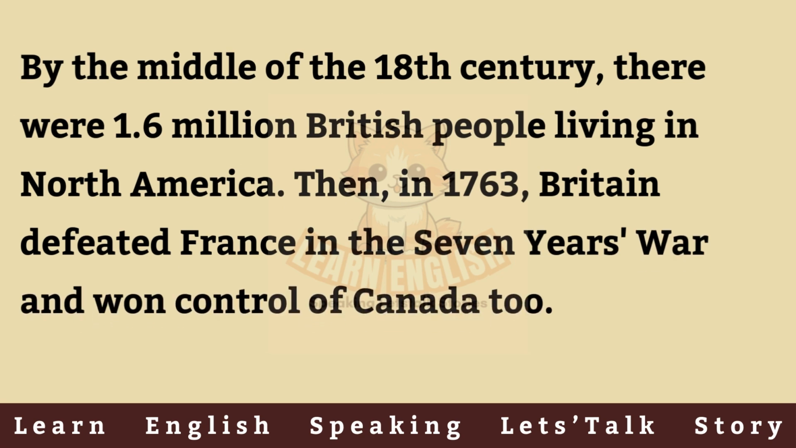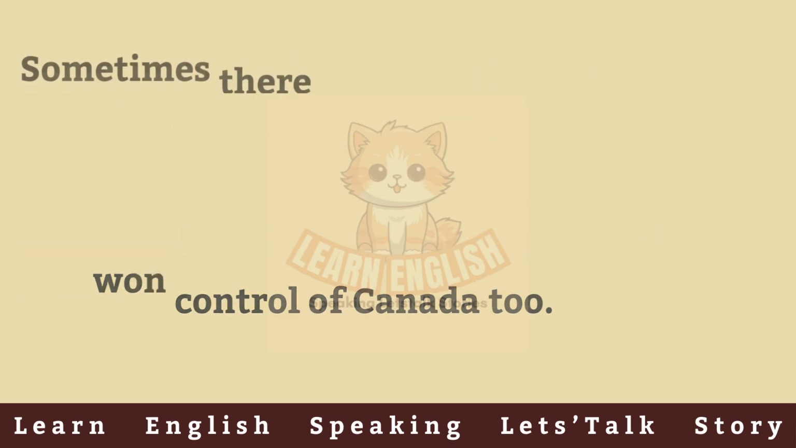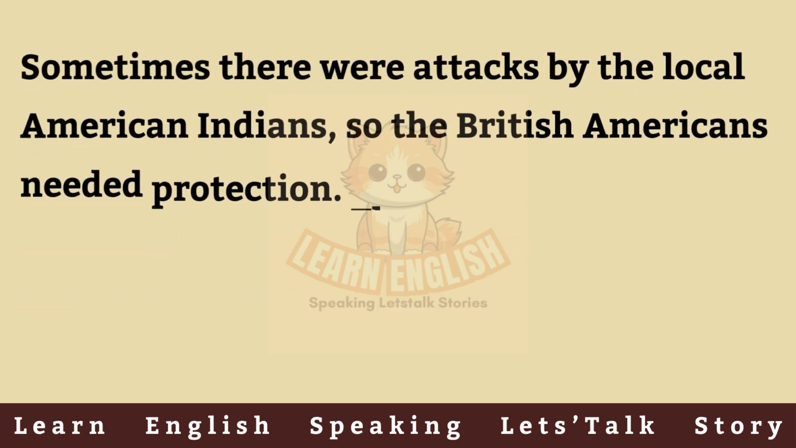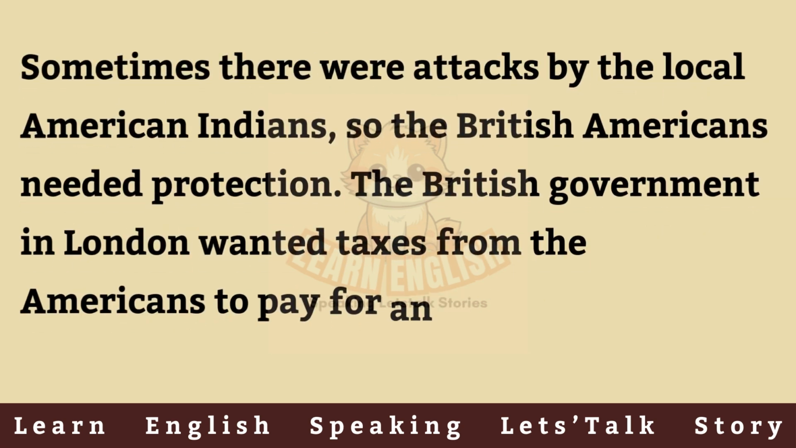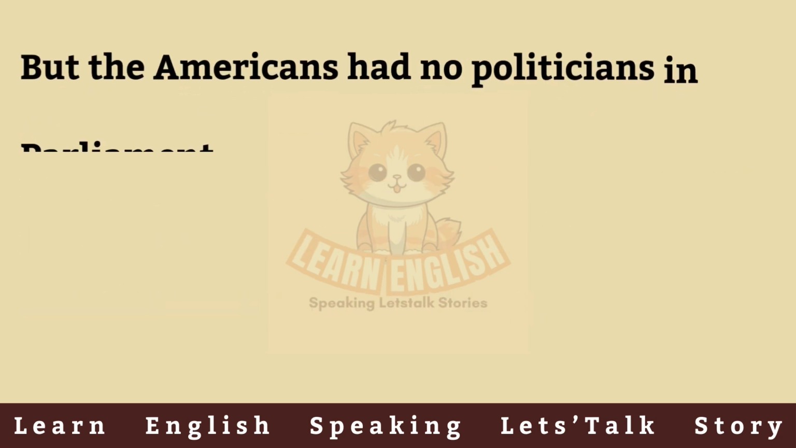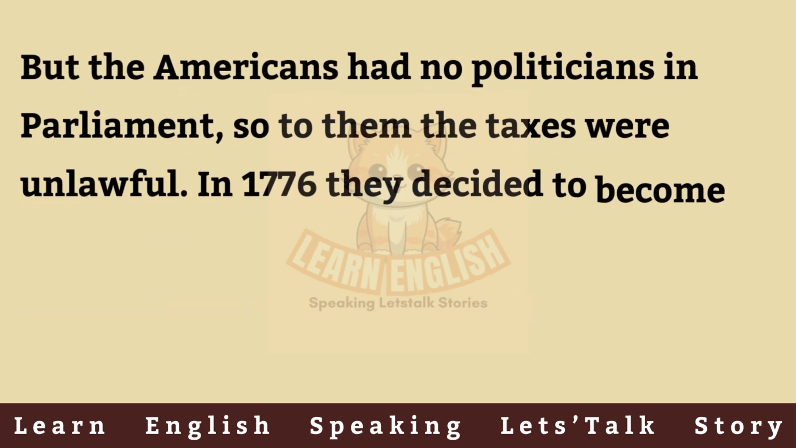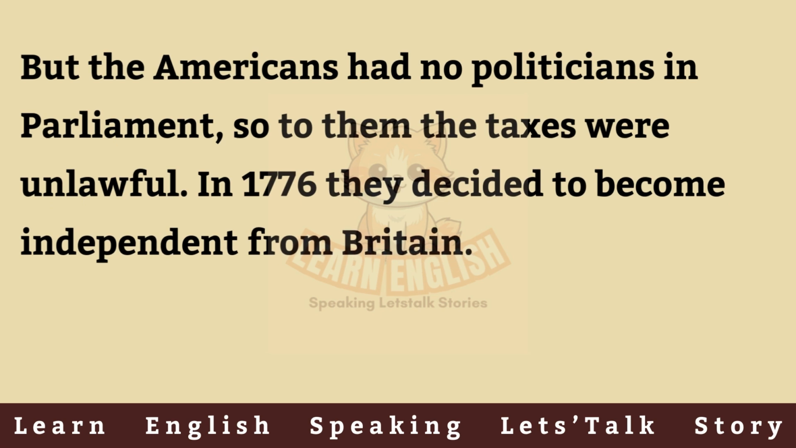Then, in 1763, Britain defeated France in the 7 Years' War and won control of Canada too. Sometimes there were attacks by the local American Indians, so the British Americans needed protection. The British government in London wanted taxes from the Americans to pay for an army, but the Americans had no politicians in Parliament, so to them the taxes were unlawful. In 1776, they decided to become independent from Britain.